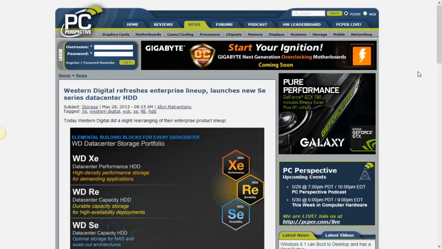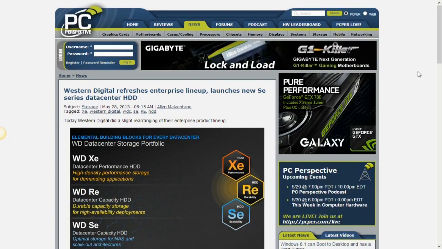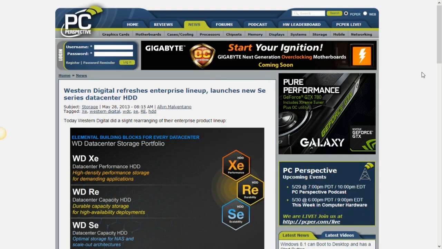Let's talk about the Western Digital SE series. Did they change something now that they're going with uppercase, lowercase? They sort of changed. Okay, so Western Digital is still going to have, for the consumer grade stuff, the same lineup. They're still going to have blue and green and red and all those, right?